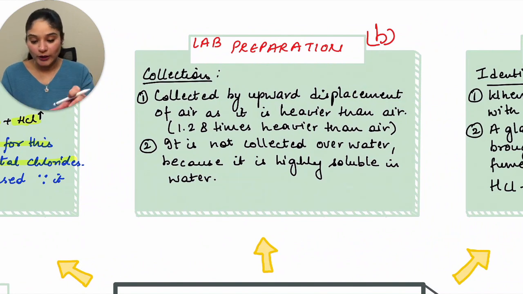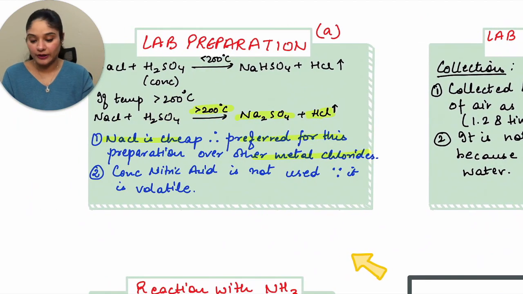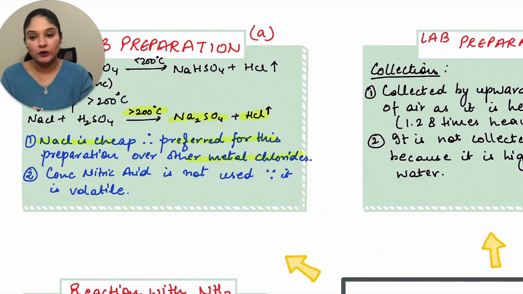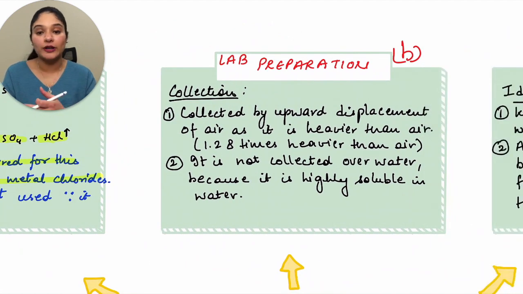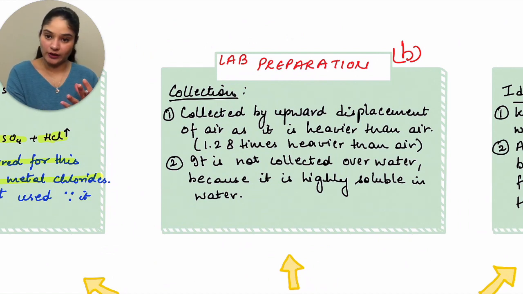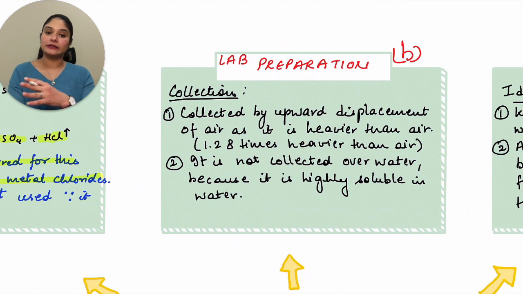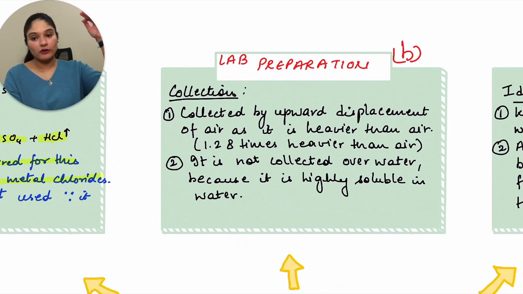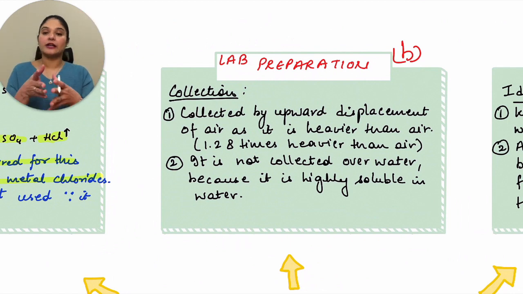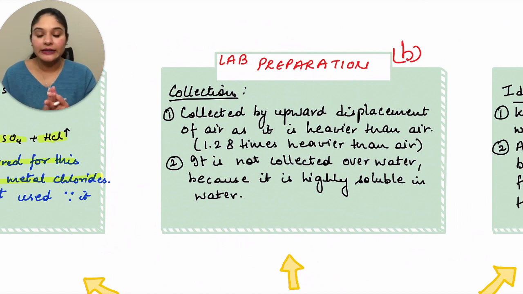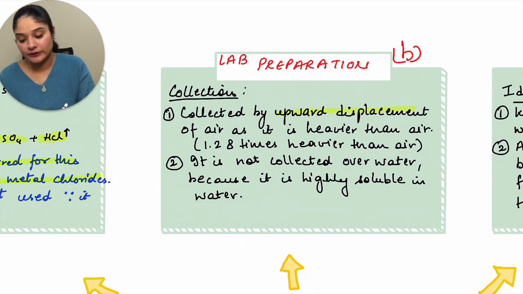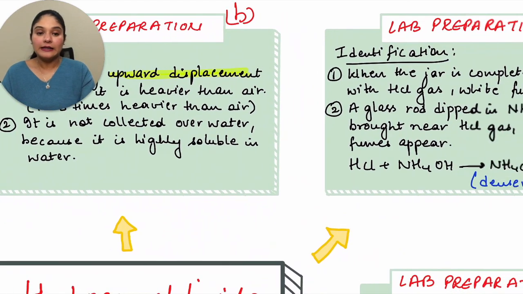So these types of questions can be asked. They can ask you why nitric acid is not used, why we prefer NaCl, how the gas is collected. So collection is by the upward displacement of air. Why is that? Because HCl gas is heavier than air, so it will automatically sink into the beaker and push out air. Second, it is not collected over water because it is highly soluble in water. So you have two reasons there. And how is it collected? It is collected by upward displacement of air.